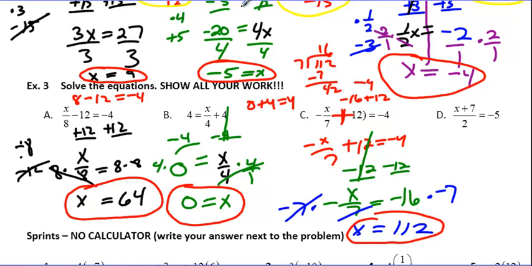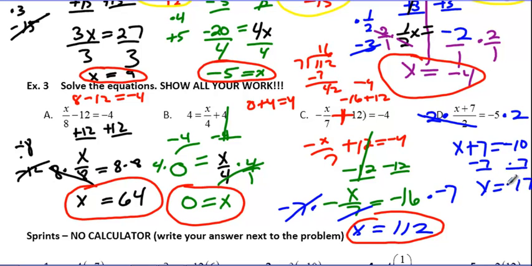Once again, being able to read D is important. Alright, this is read as x plus 7 divided by 2. The last thing I said was divided by 2, so it's going to be the first thing I get rid of. Alright, multiplying by 2 and dividing by 2 are opposites, so they cancel out. I have x plus 7 equal negative 10. Subtract my 7 from both sides. x equals negative 17.